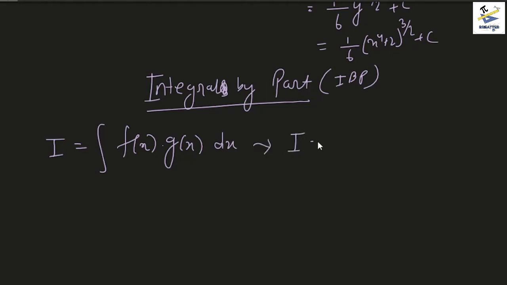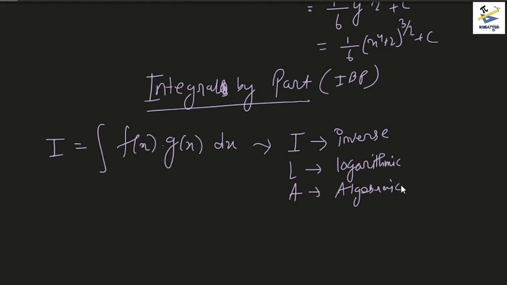The rule is called ILATE. I for inverse functions, L for logarithmic functions, A for algebraic functions. Algebraic functions means functions of polynomials like x cube, x to the power 4 plus 2, and something like that. Logarithmic is involving log, inverse is involving sine inverse x, cos inverse x, tan inverse x, like that. So the inverse trigonometric functions. T is for trigonometric, and E is for exponential.